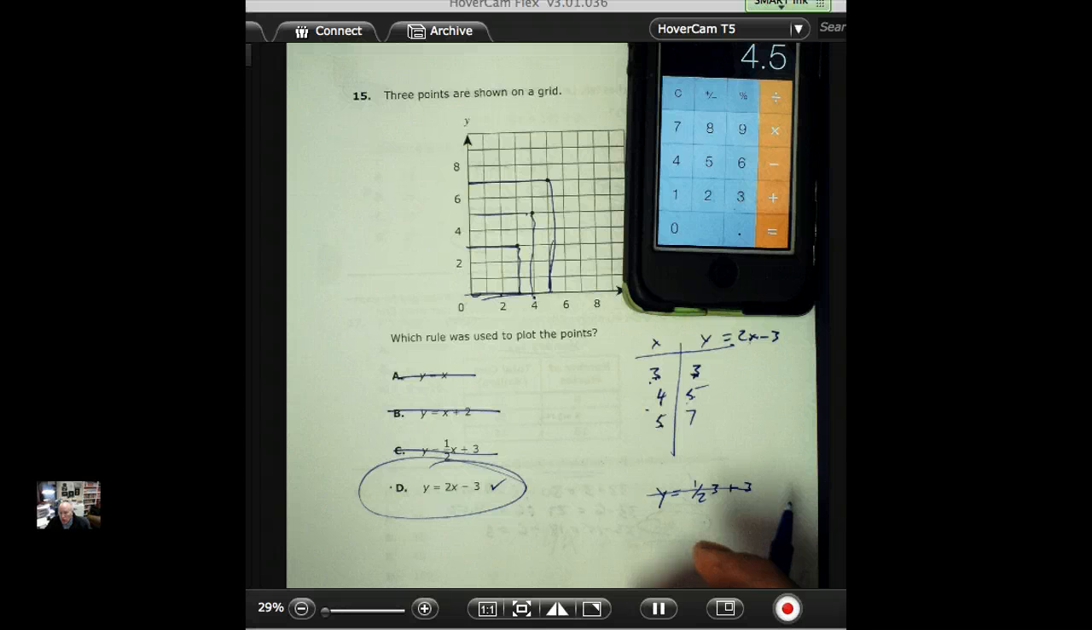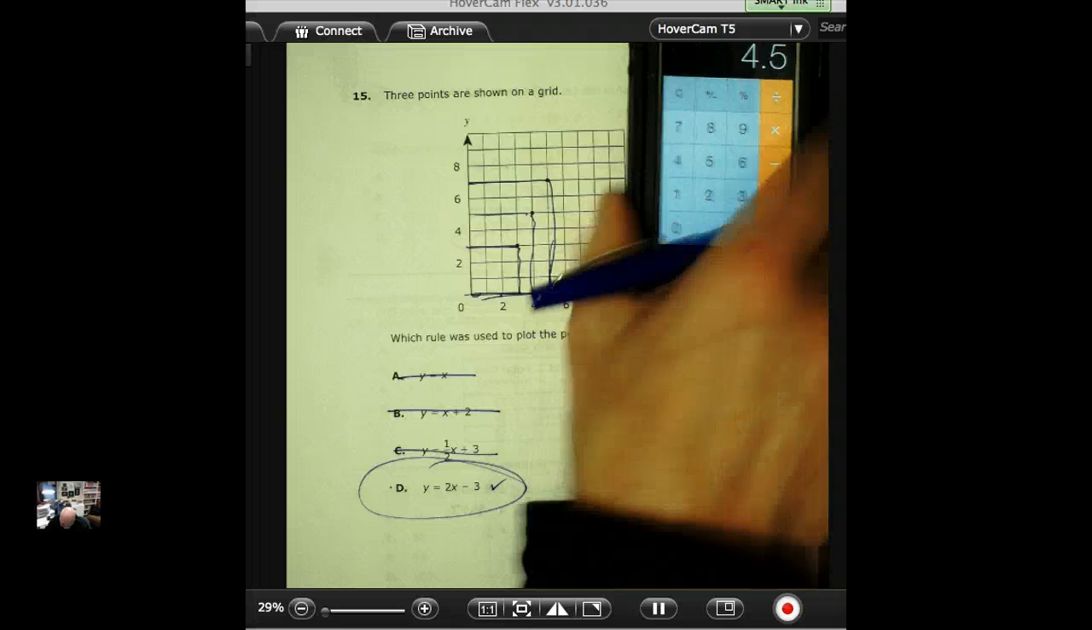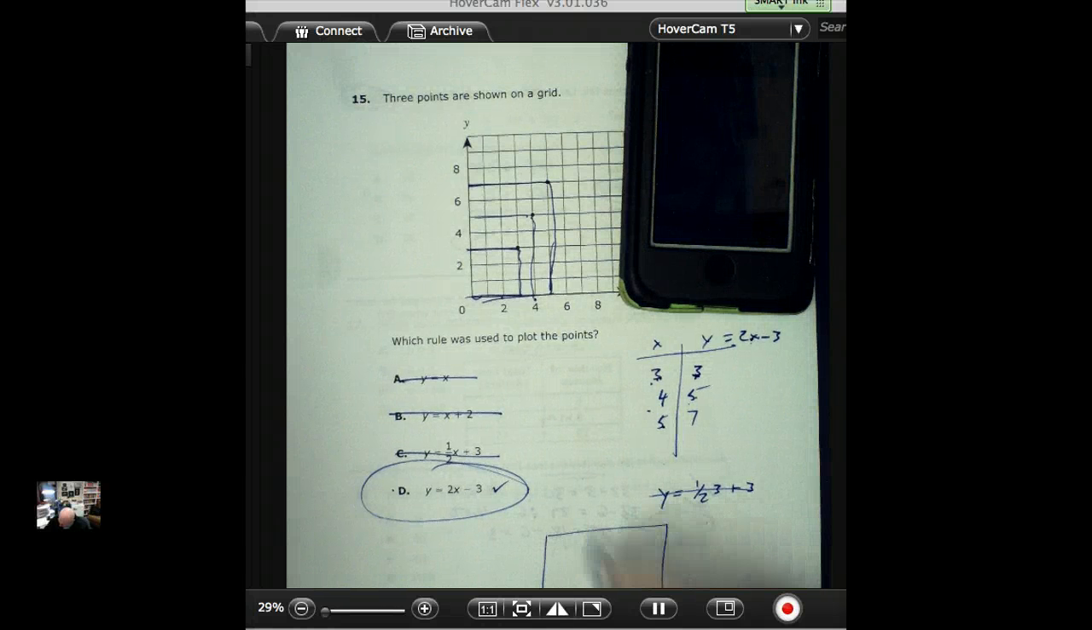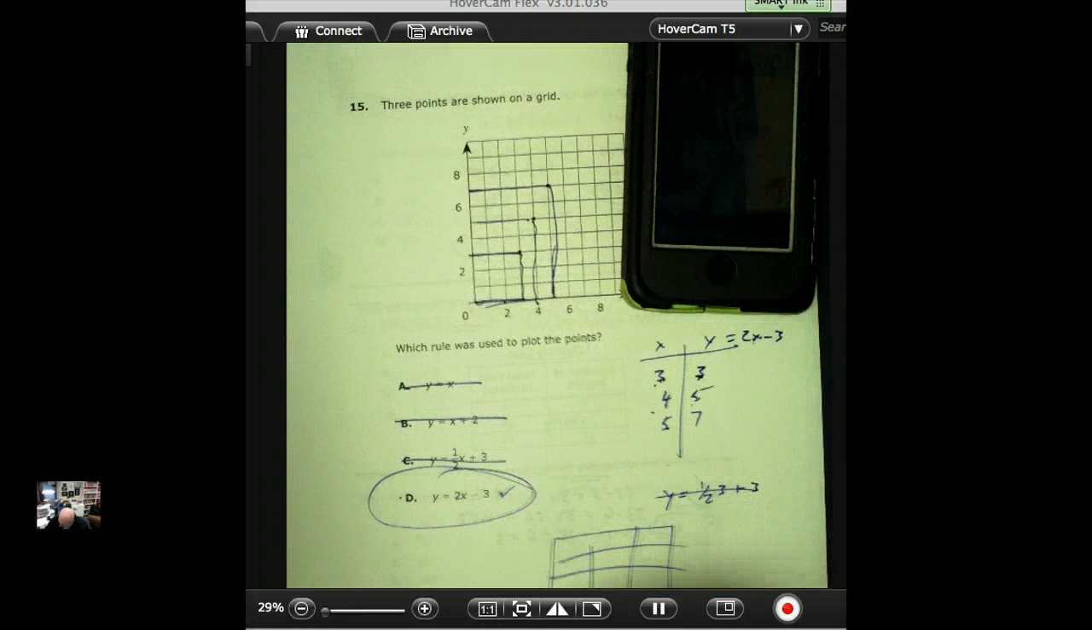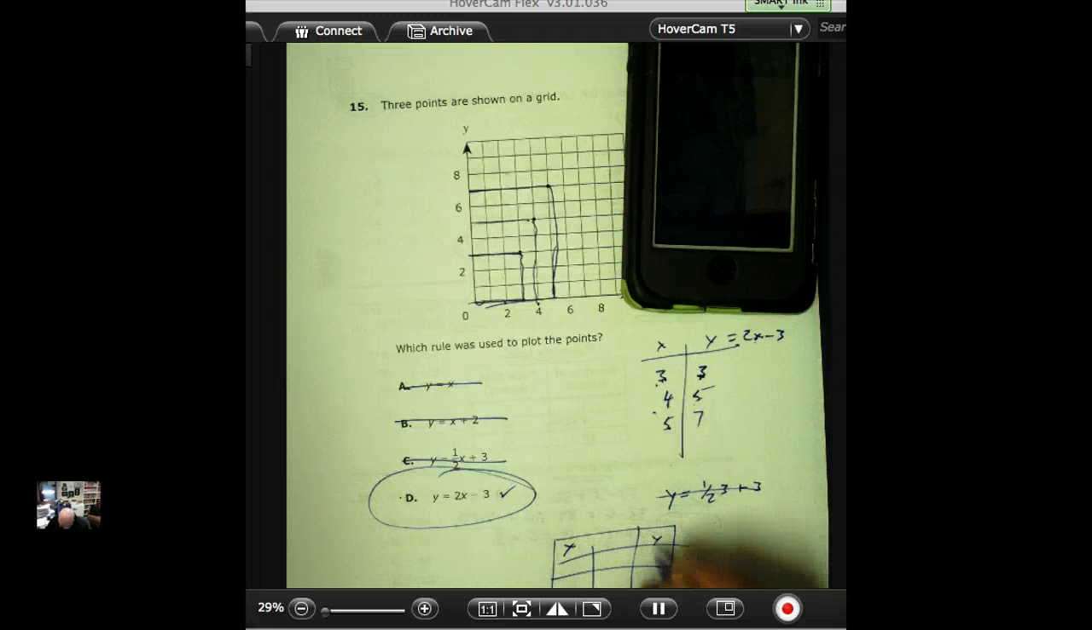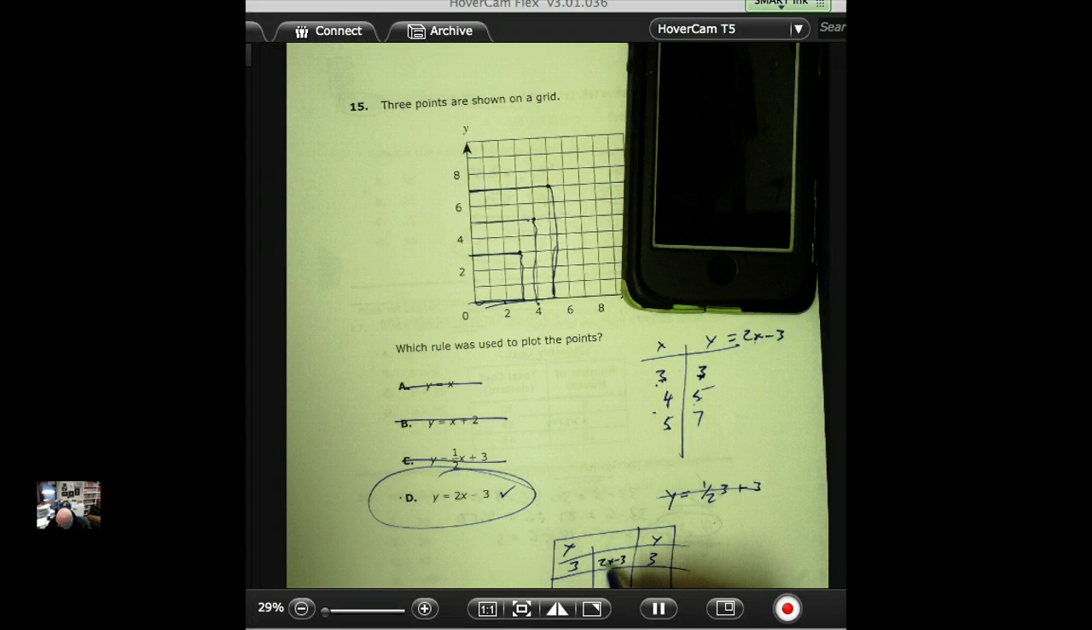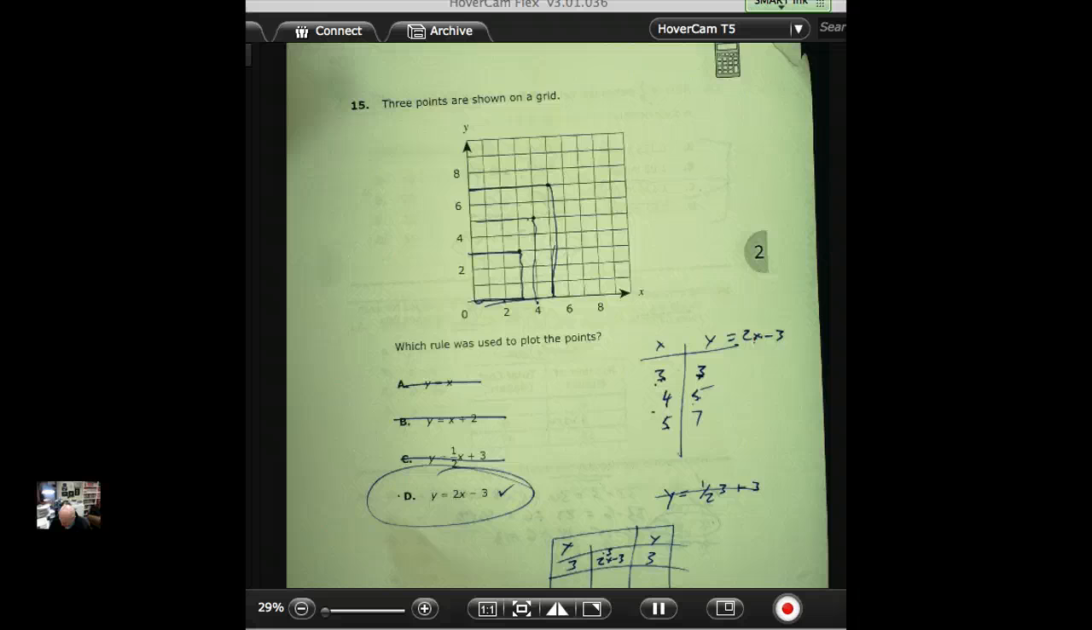Remember, just make an XY chart and plop in the values. This is also a way you can do that. You can put the x, you can put the y, and you could just put 2x minus 3 in the middle, and then substitute it in. So for 3 and 3, then you can literally write it in. 2 times 3 is 6 minus 3. That would work too. All right, let's keep moving.